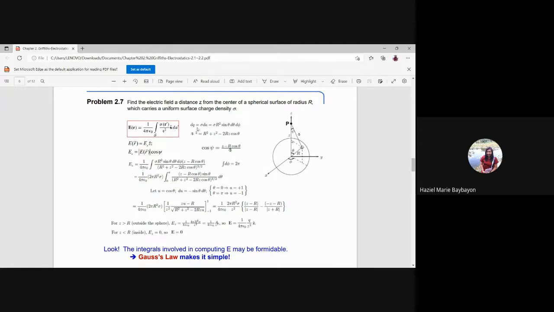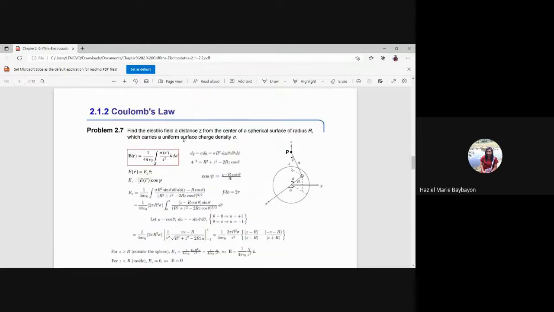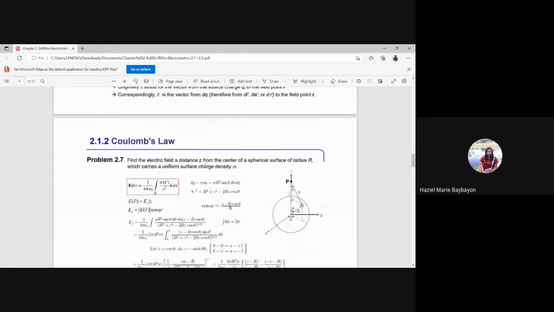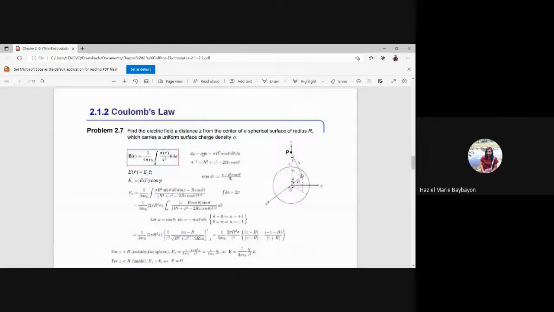So this sigma dA, class, is actually equal to dq, right? So this is dq. So dq is equal to sigma dA, and your dA in spherical coordinates is equal to r squared sine theta d theta d phi. Okay, so I hope you can recall this one from our previous lessons. So you have sigma multiplied by r squared sine theta d theta d phi.